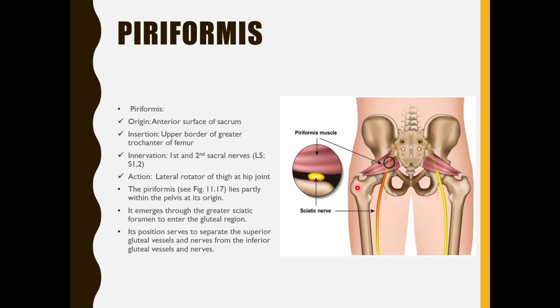There are two borders of the piriformis muscle. This is the upper border and this is the lower border of the piriformis muscle. The superior gluteal nerve and vessels will be present above the upper border of the piriformis muscle, and the inferior gluteal nerve and vessels will be present below the lower border of the piriformis muscle. So these two nerves and vessels, the superior gluteal nerve and the inferior gluteal nerve, will be separated by the piriformis muscle.